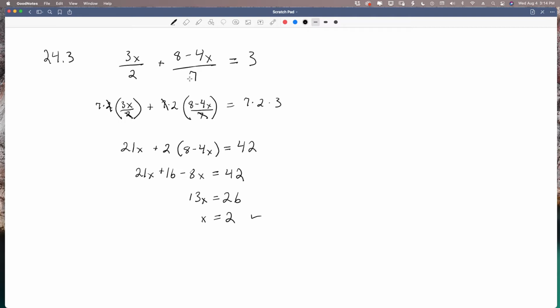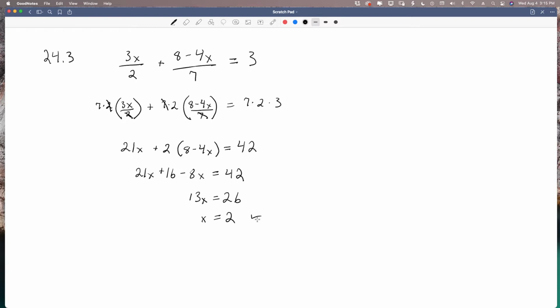We know that 2 and 7 are prime numbers, so we're going to have to use those as our factors. We multiplied those times each fraction and the whole number, and we canceled out where we could. We canceled the 2 here, the 7 here. We couldn't cancel out anything here. So we got 21x plus 2 times 8 minus 4x equals 42. We did the distribution, we did the squish and flip, we did the division, and we got x equals 2.